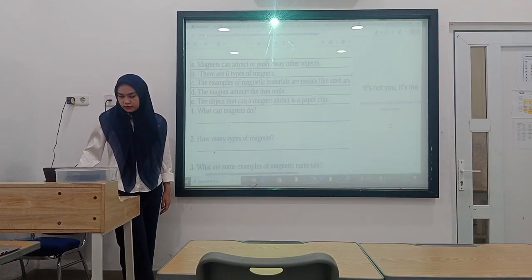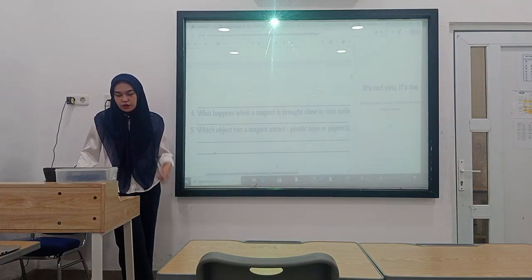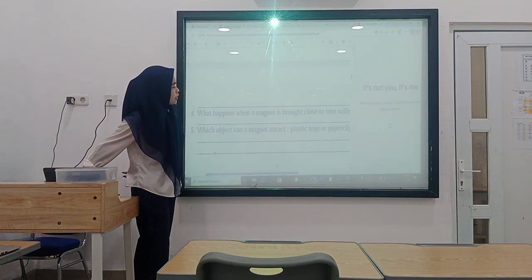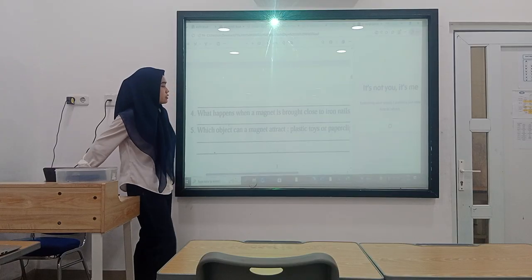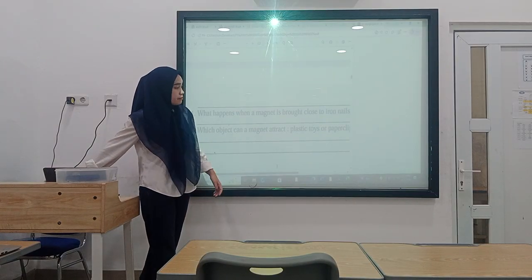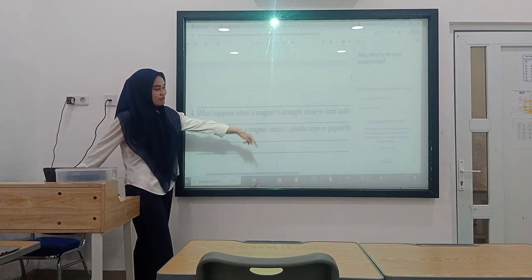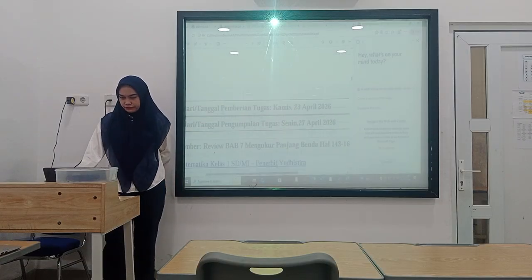And the last, which objects can a magnet attract? Plastic toys or paper clips? The answer that a magnet can attract is plastic toys. Okay. Sorry, paper clips.